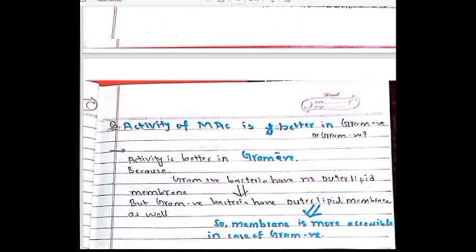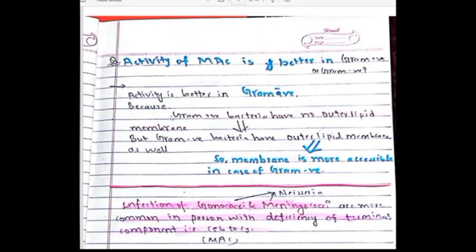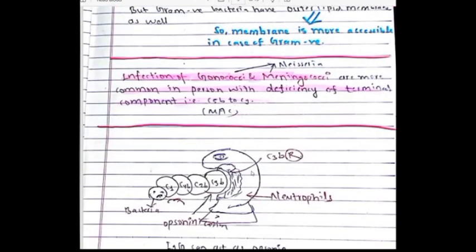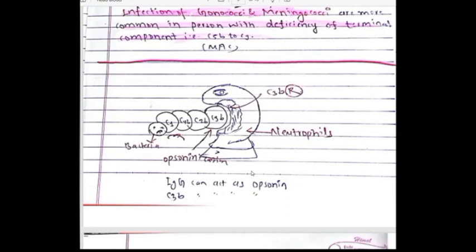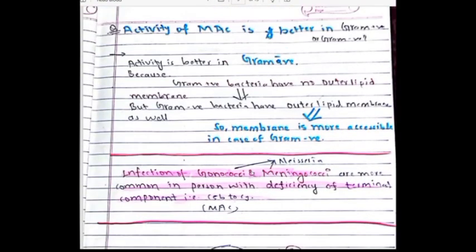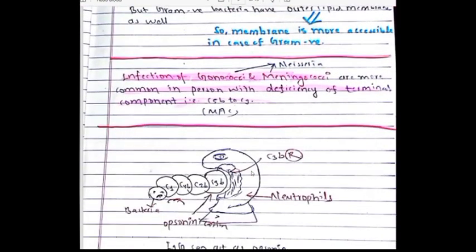Is the activity of the membrane attack complex better in gram positive or gram negative bacteria? Activity is better in gram negative, because gram positive bacteria have no outer lipid membrane, but gram negative bacteria have an outer lipid membrane. So the membrane is more accessible in gram negative bacteria. As the membrane attack complex acts on the membrane, gram negative bacteria are more accessible to damage by MAC.